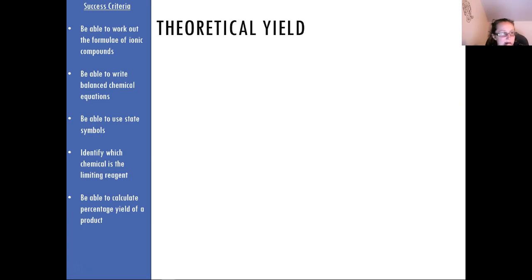Right, the final thing we need to talk about is percentage yield. And to do percentage yield, we need to first of all work out what theoretical yield is. To remind you, we've talked about this before, but yield is just how much of your product you make. So the theoretical yield is, if it went perfectly, how much product would you make?